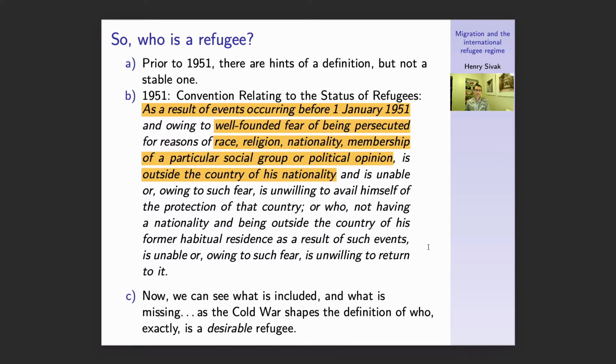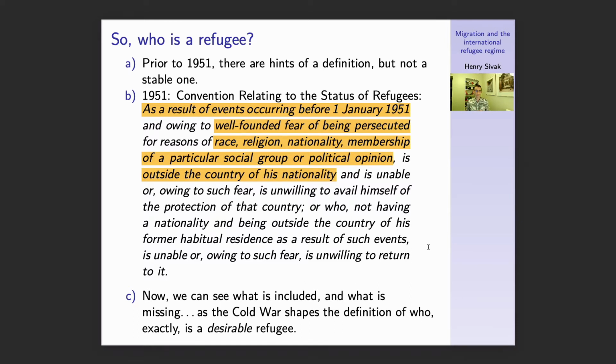So, let's think about what this definition says, and let's think about what it doesn't say. If you have a well-founded fear of losing your life due to a civil war or due to gender-based violence, that does not necessarily entitle you to refugee protection in the sense of the convention. And you might be asking, well, why did we, the global we here, negotiate such a narrow and tightly tailored definition? And the answer is simple.